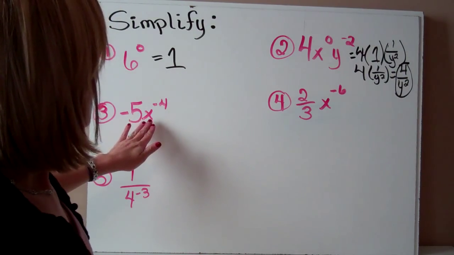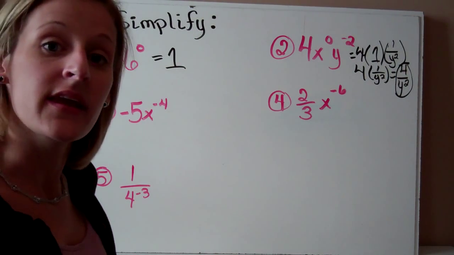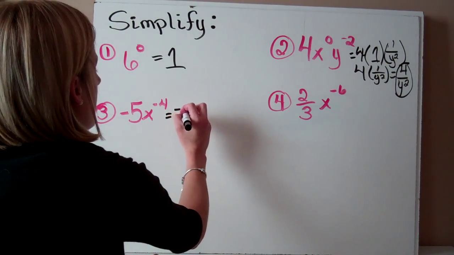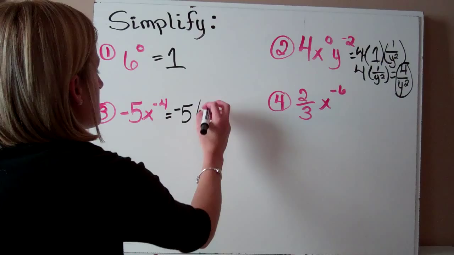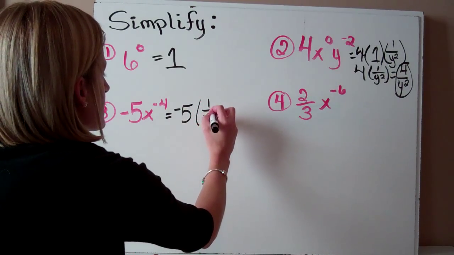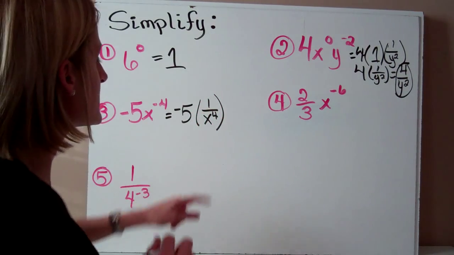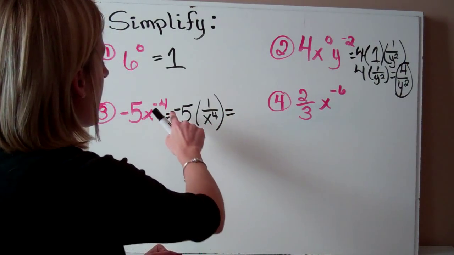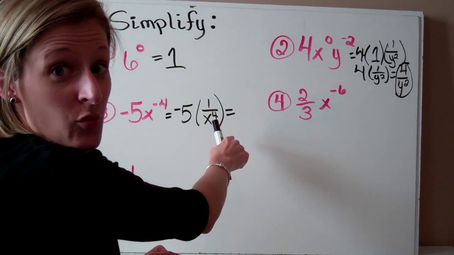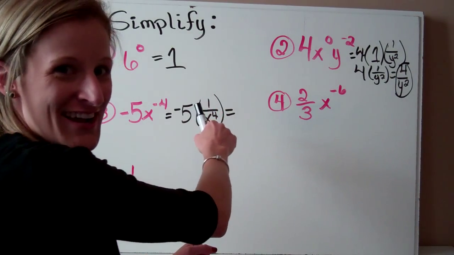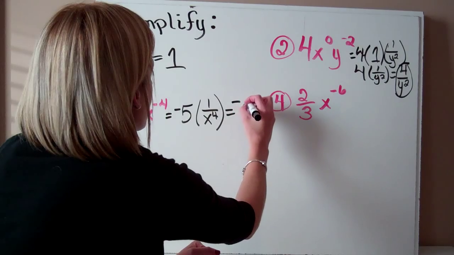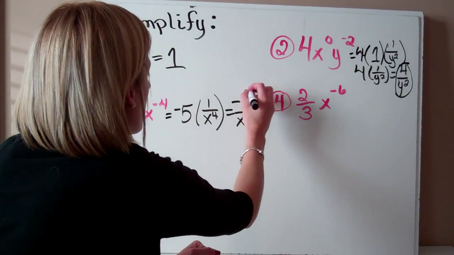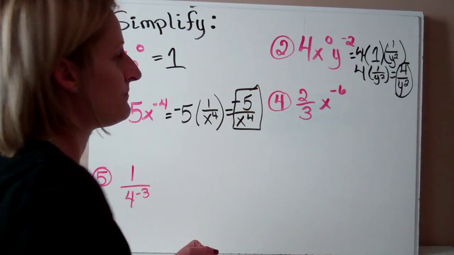Alright, let's look at number 3. Negative 5 x to the negative 4th. Now that negative 4th is with the x. So this is going to be negative 5 times 1 over x to the positive 4th. Notice my negative 4 goes away. So multiply negative 5 times 1 over x to the 4th. This is just negative 5 over x to the positive 4. And then there's my answer.